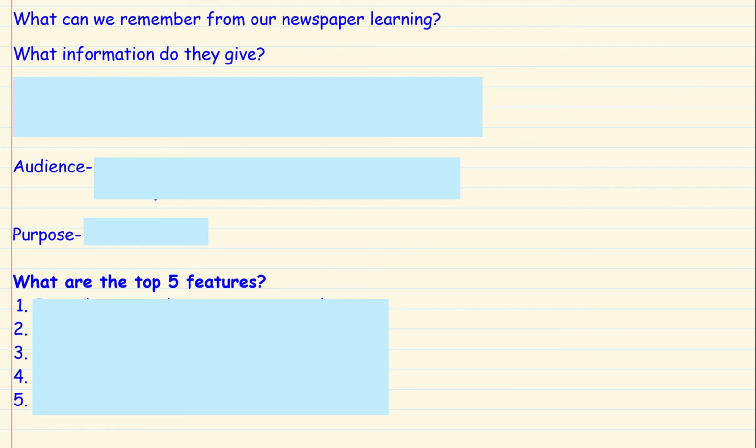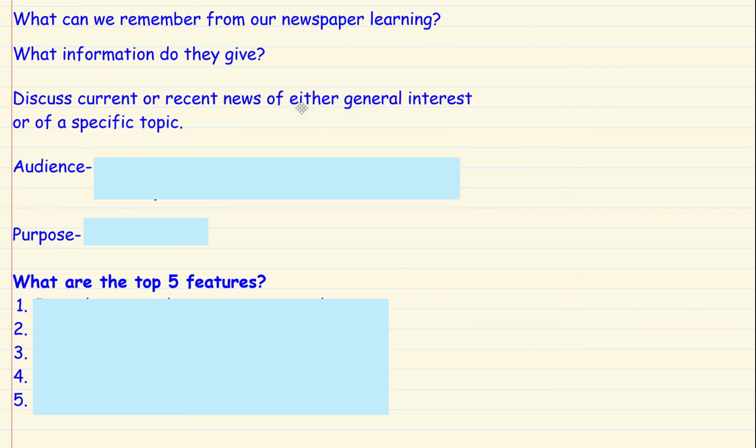Pause the video, either jot it down or tell someone in the room. What information do newspapers give? Who is our audience? What's our purpose, and what are our top 5 features? Pause and off you go. Okay, let's see what you can remember.